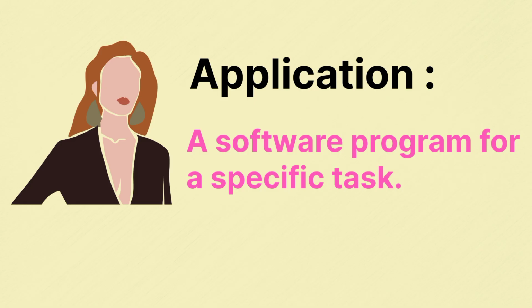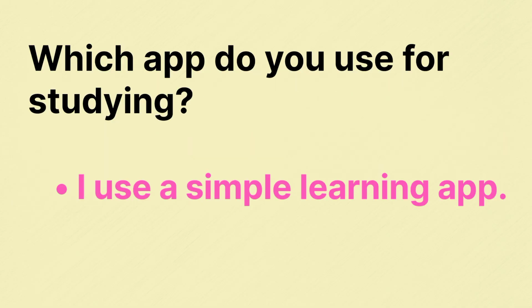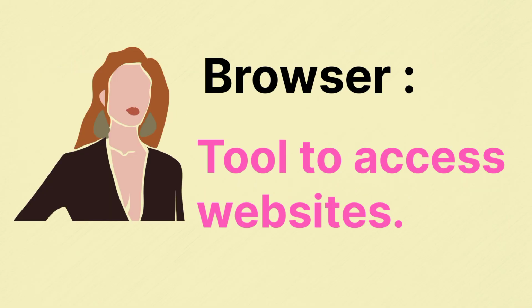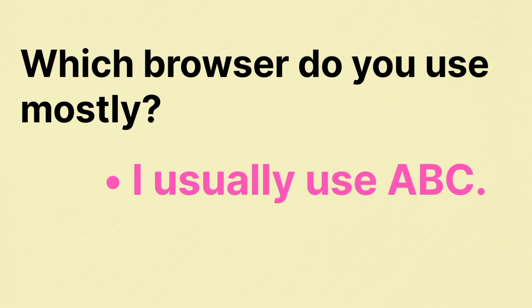Application. It means a software programmed for a specific task. For example, which app do you use for studying? I use a simple learning app. Browser. It is a tool to access websites. For example, which browser do you use mostly? I usually use ABC.